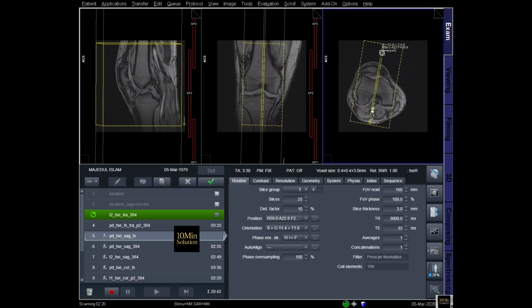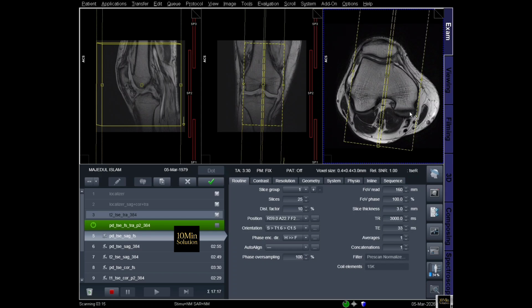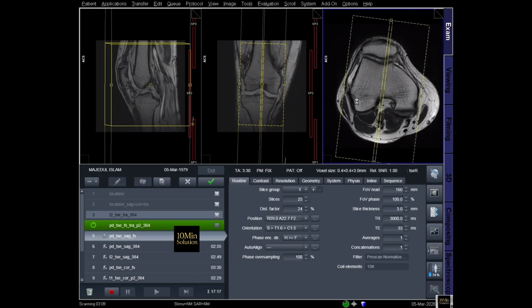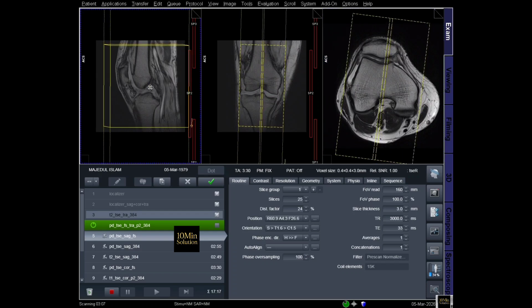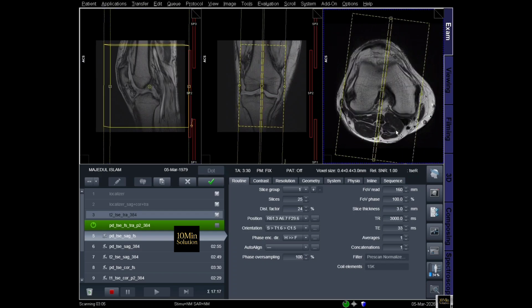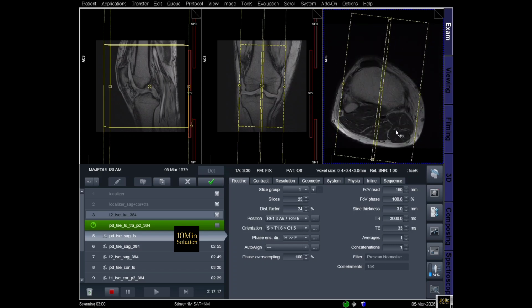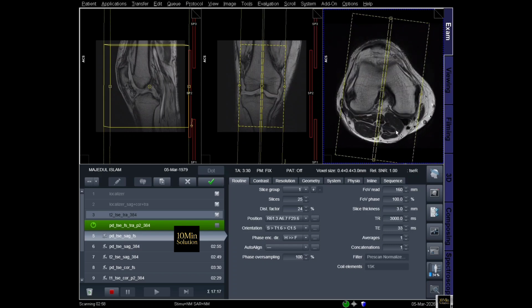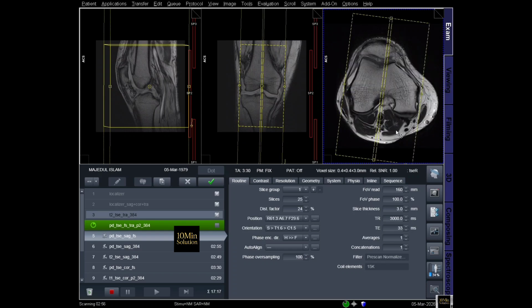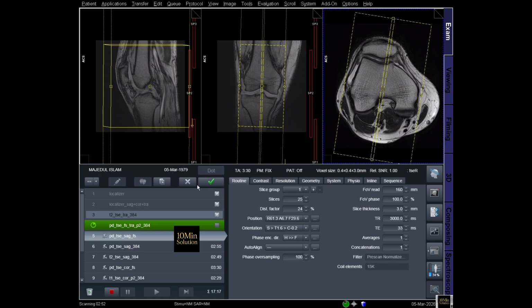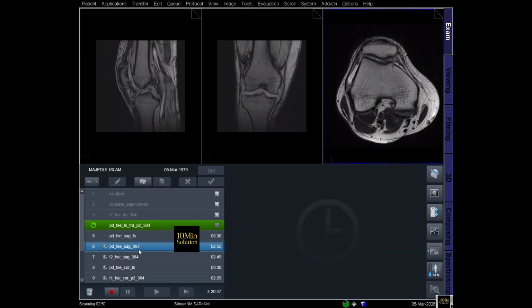Coronal plane planning. The coronal plane is planned using the sagittal reference images. The slices are positioned parallel to the line connecting the posterior femoral condyles. Coronal images are particularly useful for assessing the medial collateral ligament, MCL, lateral collateral ligament, LCL, meniscal bodies, and tibial plateau.